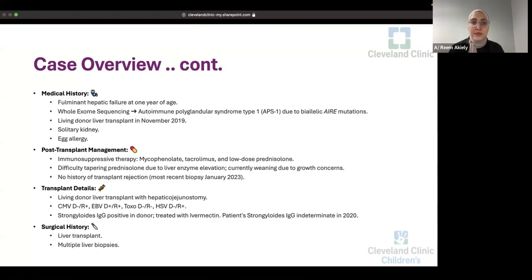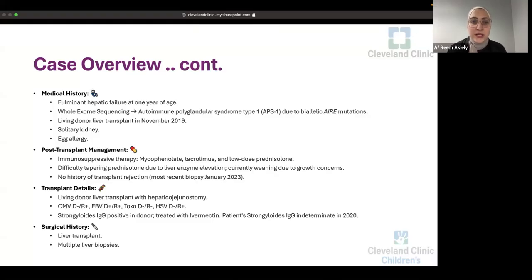In terms of post-transplant management, by the time he got to our clinic, he was still on the immunosuppressive regimen of CellCept or mycophenolate, tacrolimus, and a low dose of prednisolone. The hepatology team had initially found a hard time tapering the prednisolone due to ongoing liver enzyme elevation. But by the time he presented to us, they were following a steroid wean due to growth concerns and stunting in weight and height. He did not have any concerns for rejection in any of his liver biopsies, with the most recent one being 10 months prior to presenting to us.